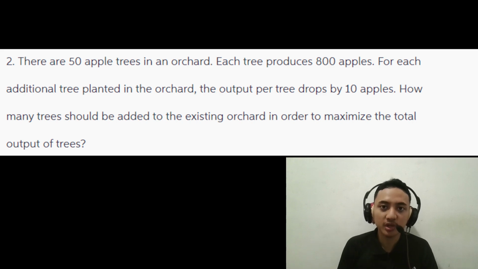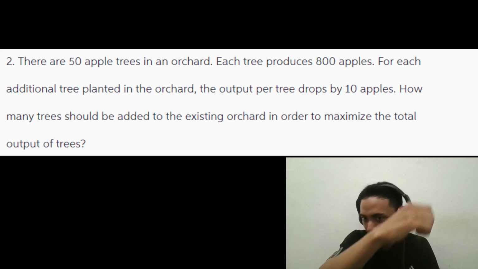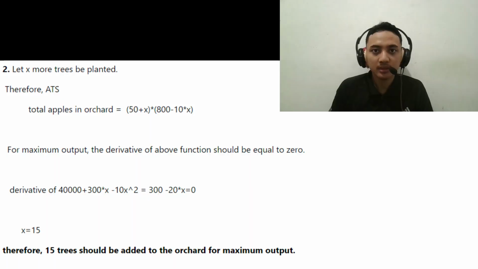And then the final step, instruction. We expand the function y equals (50 + x)(800 − 10x) into 40,000 plus 300x minus 10x squared. And then we differentiate and set to 0: dy/dx equals 300 minus 20x equals 0. And then solve for x equals 15.